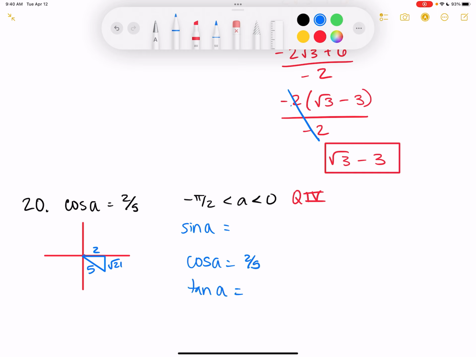All right, so sine of A is what? Root 21 over 5.